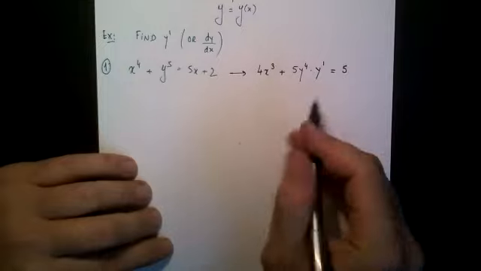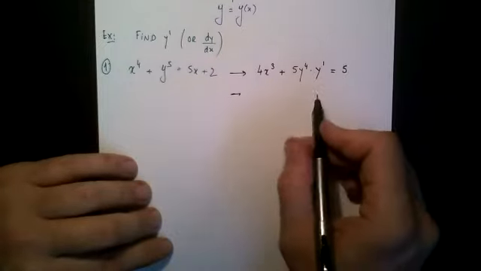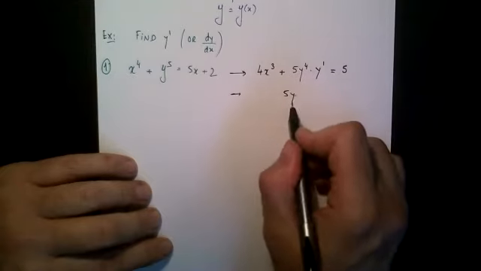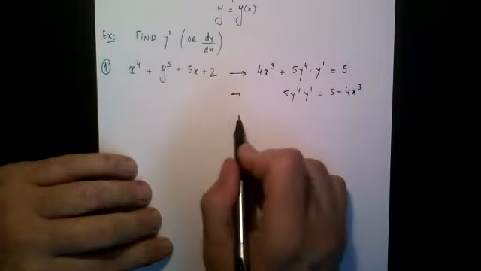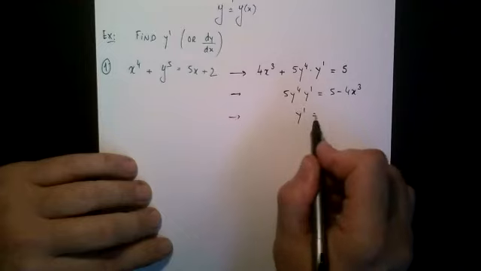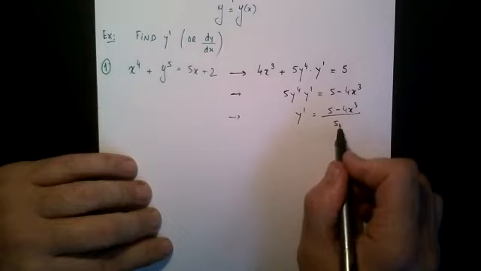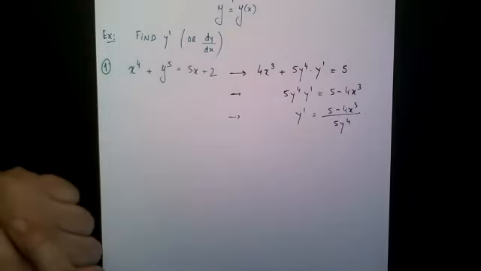Okay, so I'm just going to isolate y prime now. So 5y^4 y prime equals 5 minus 4x^3. And so y prime is (5 minus 4x^3) over 5y^4. And this is my derivative. Any questions? Okay, that's a very easy one.